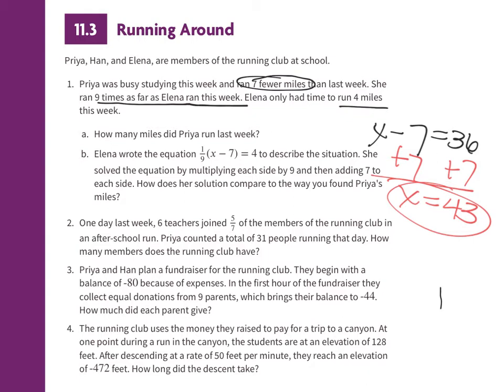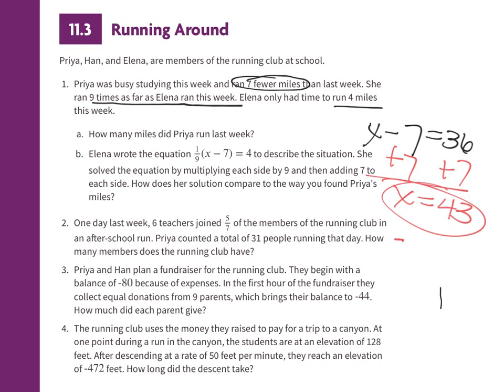Okay. Number 2: one day last week, 6 teachers joined 5/7 of the members of the running club in an after-school run. Priya counted a total of 31 people running that day. How many members does the running club hold? Okay, so we can go 5/7 of the members times x. It said 6 teachers joined 5/7 of the running club, so we don't know how many are in the running club. So we can go 5/7 times x plus the 6 teachers equals 31.